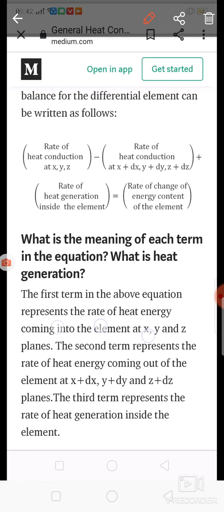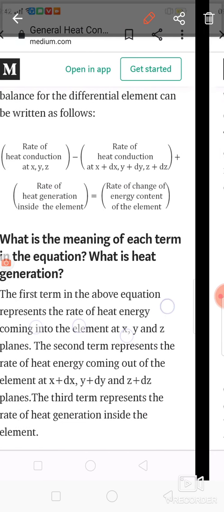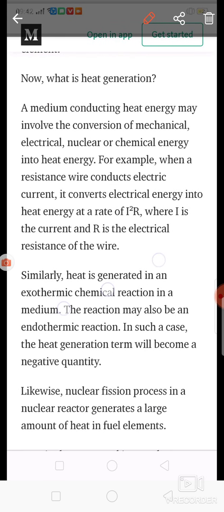So the first term in the above equation represents the rate of heat energy coming into the element at the x, y and z planes. The second term represents the rate of energy coming out of the element at the x plus dx, y plus dy and z plus dz planes. The third term represents the rate of heat generation inside the element.